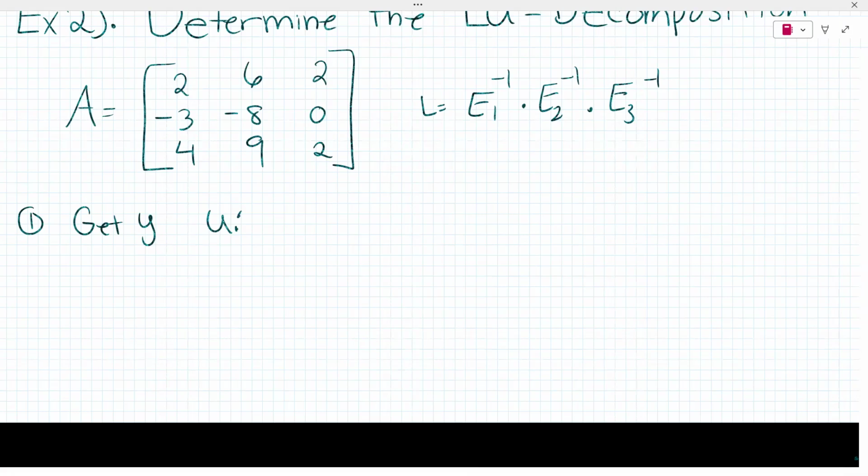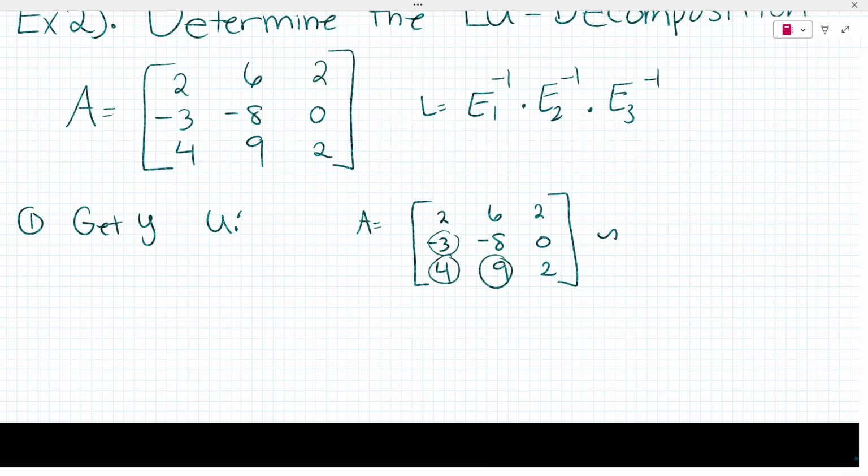Get U. So if A equals 2, 3, 4, 6, -8, 2, 0, 2. Because you want to get, what do you want? You want to get this zero, these zeros, and these zeros, right? And then I think what we have to also do is make the diagonals 1. So you want to get this -8 into a 1, and then this 2 into 1. I think that'll be a lot easier.